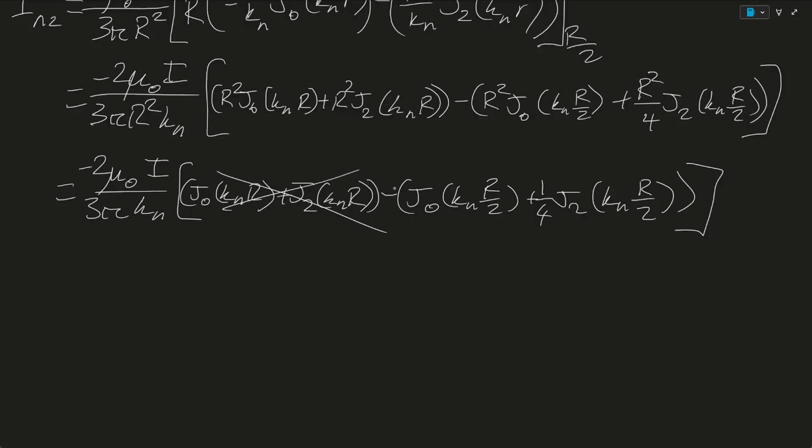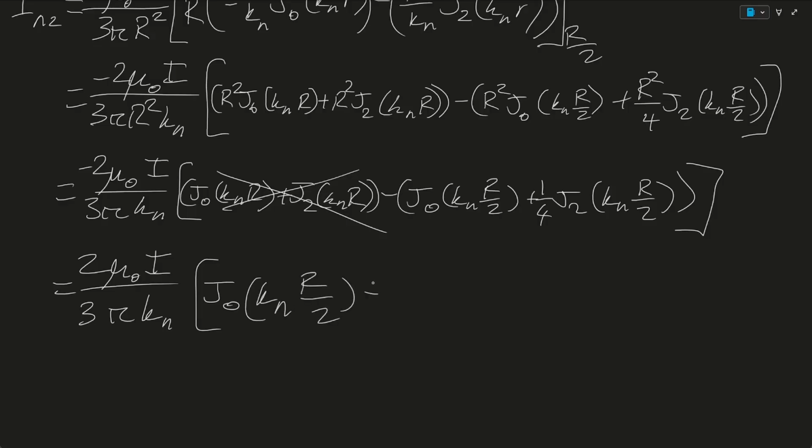As the German TikTok child says when his mum lets him drink cola and play Fortnite. Niche cultural reference there. So this is 2 mu naught I over 3 pi kn. I feel like I have to justify that that's only niche to the people who would have been 26 minutes into a video solving a problem from classical electrodynamics. I'm sure most people my age would know exactly what I'm on about. Kn r over 2 plus a quarter J2 Kn r over 2.